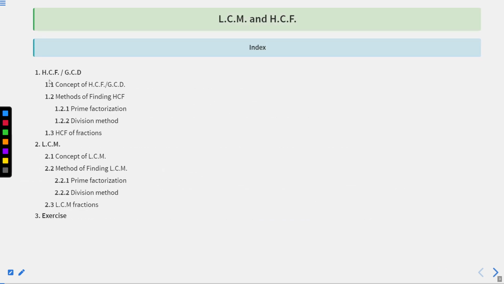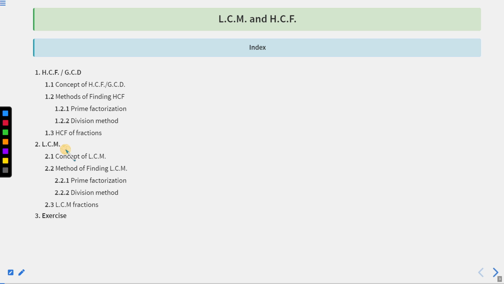So we will start with HCF and GCD. HCF and GCD are both the same thing. First of all, we will see the concept of HCF, and then we will see how we find the HCF, in which we will see two methods: first of all the prime factorization method and the division method. And then we will see HCF of fractions.